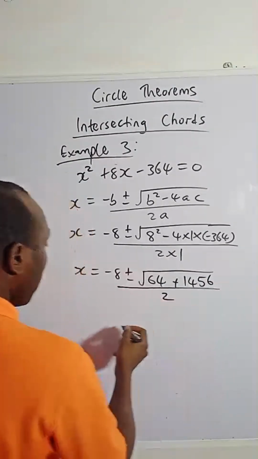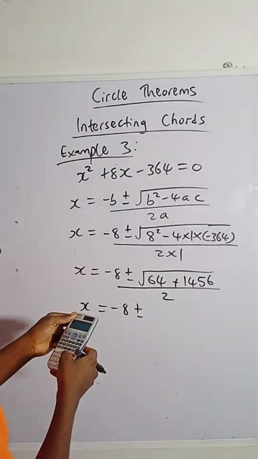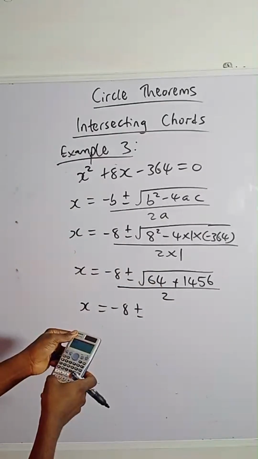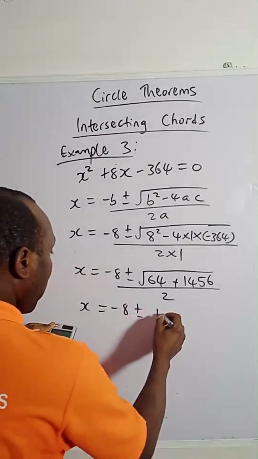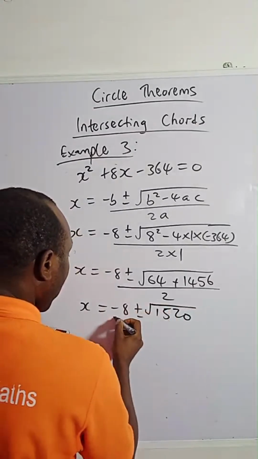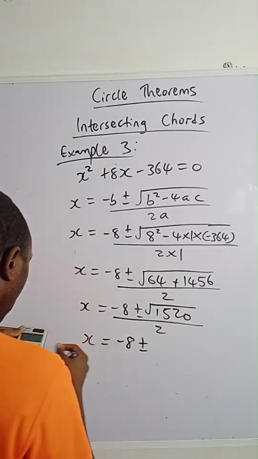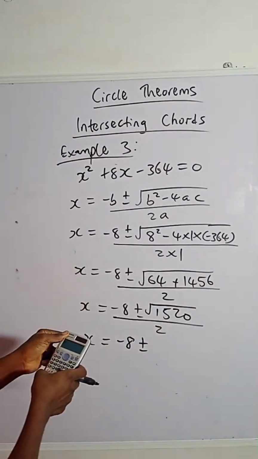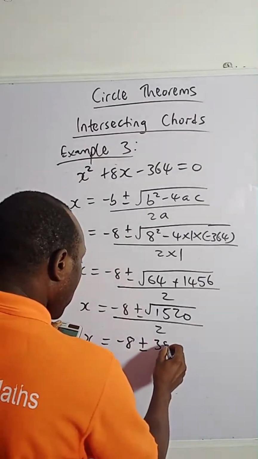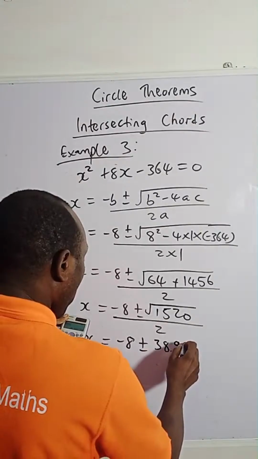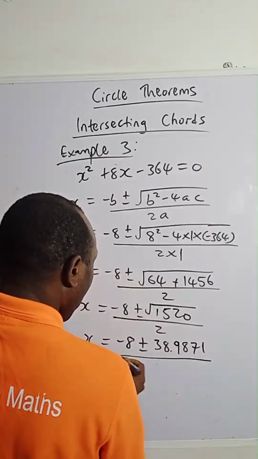All divided by 2. So x is equal to minus 8 plus or minus. Now we add 64. Let me just use my calculator. 64 plus 1456 is 1520, all divided by 2. X is equal to what now? Minus 8 plus or minus the square root of 1520. That's 38.9871, approximated to 4 decimal places, all divided by 2.